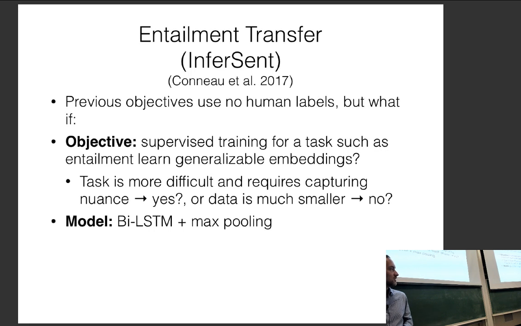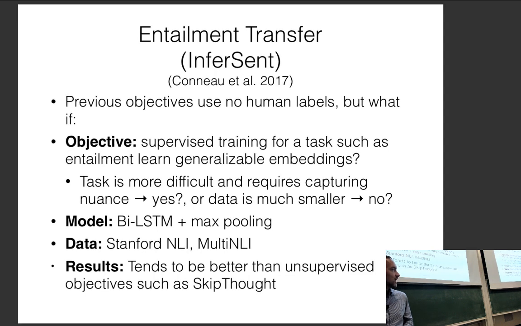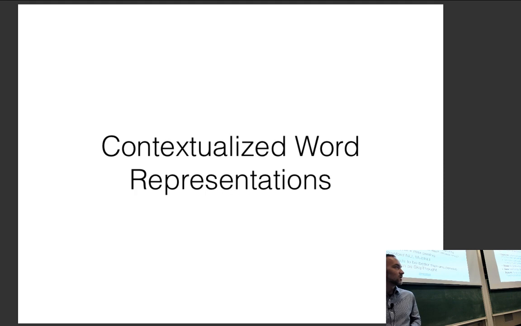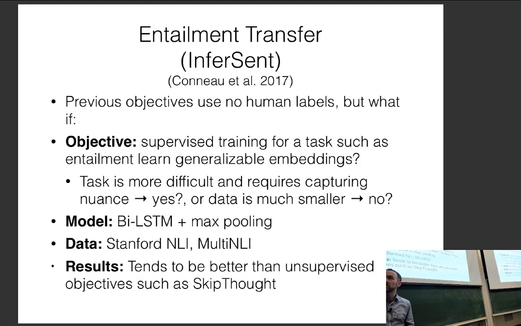So in InferSent, they basically used a BiLSTM model plus max pooling as their model. For their data, they used Stanford NLI plus MultiNLI. And the result was that they found this tended to be better than unsupervised objectives, such as SkipThought, at a number of downstream sentence tasks. So I think this is an interesting result, and it indicates that yes, we do need to be worrying about what kind of tasks we're training on.